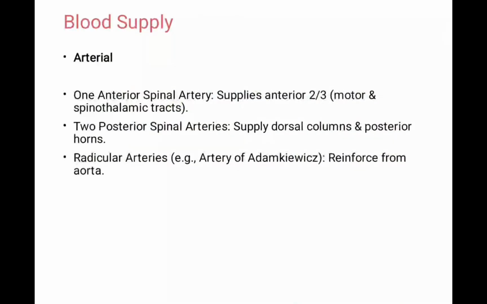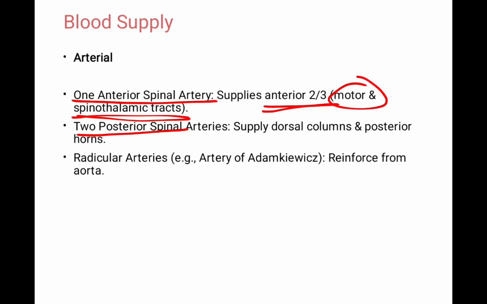So, blood supply of the spinal cord. The arterial blood supply of the spinal cord has one anterior spinal artery and two posterior spinal arteries. The anterior spinal artery supplies the anterior two-thirds of the spinal cord. Remember, we said the anterior horn contains motor nuclei. So definitely the motor and spinothalamic tracts are supplied by the anterior spinal artery. If there's an occlusion of this artery, you're most likely going to have motor deficit.